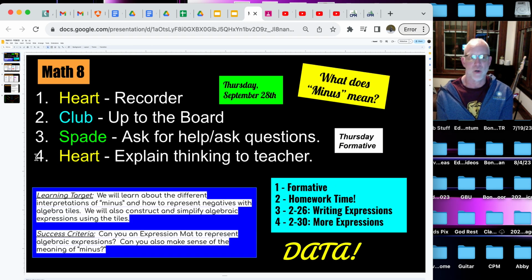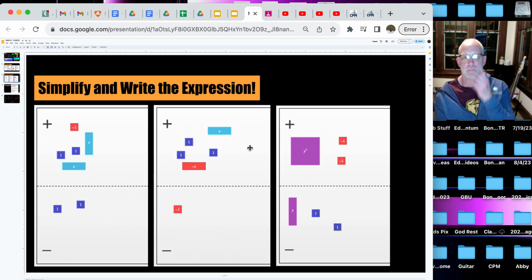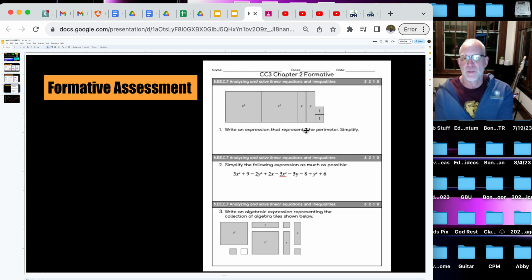We have our formative first, then our homework time. Formative looks like this. Can you write an expression that represents the perimeter of this shape and then simplify that? Simplify the following expression as much as possible. I encourage you to use your eTools and map everything out with algebra tiles and then factor all this out. And then, can you write an algebraic expression representing the collection of algebra tiles shown below? So, perimeter, map out this area, and then write an expression describing what this means. That's our formative assessment.